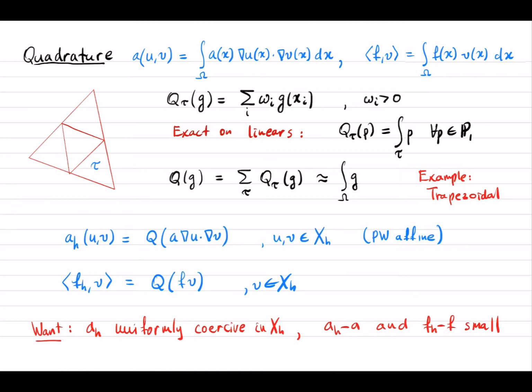From the lemma, we need this discrete bilinear form A_H uniformly coercive, meaning that the coercivity constant should not depend on H. It should have a lower bound independent of H. And we want this difference A_H minus A and F_H minus F small in a certain sense. That is specified by the lemma.